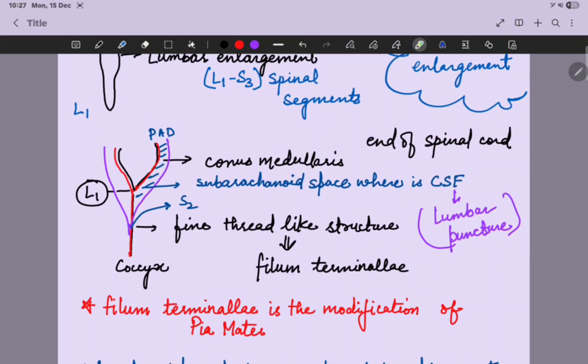Basically, we have three modifications of pia mater, and filum terminale is one of them, which is a thread-like structure that extends till the coccyx. And this red part here represents the pia mater, which extends up to the S2 level.